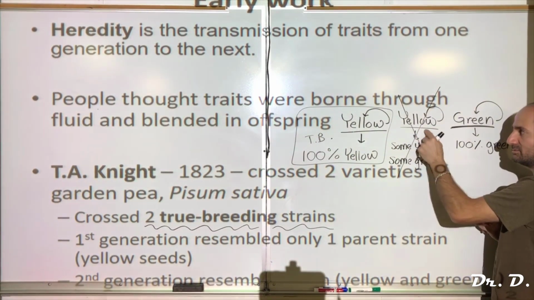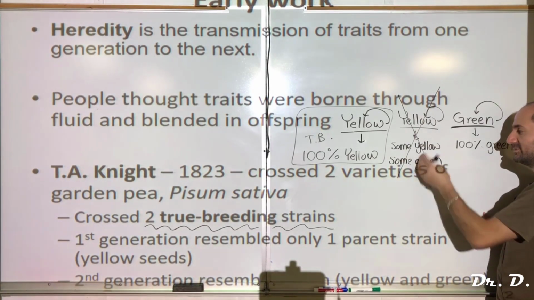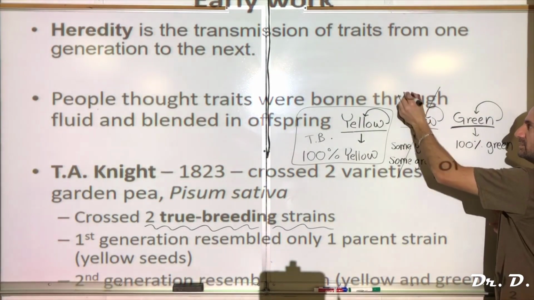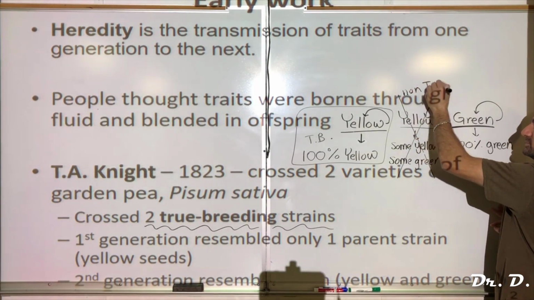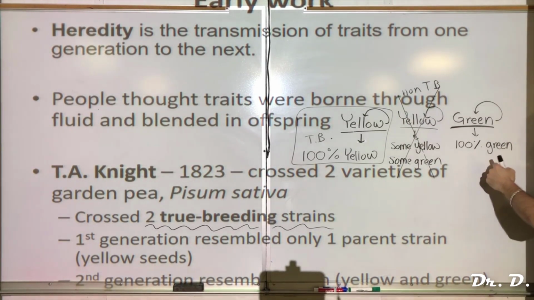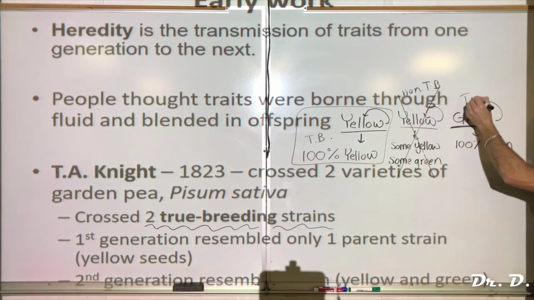You know why? Because when you self-fertilize this plant, you get green or yellow peas. So that would be called a non-true breeder. What about this green one over here, this green plant? Remember, it didn't matter which green plant he looked at, they were always true breeders. Why?